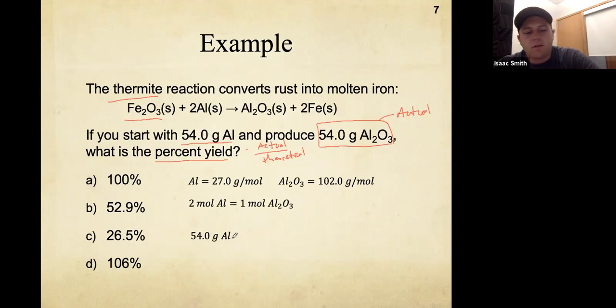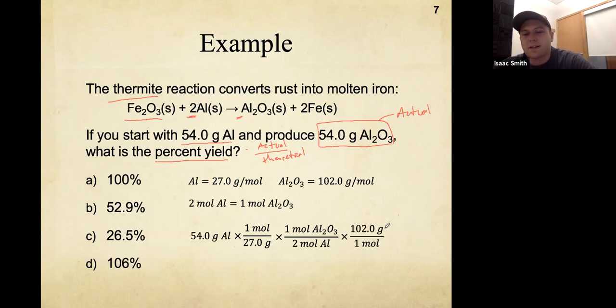Okay, so we start with 54 grams of aluminum. We're going to use the molar mass to convert from grams of aluminum to moles of aluminum. Convert from moles of aluminum to moles of aluminum oxide, and that's just using the coefficients, right? So 2 moles of aluminum equals 1 mole of aluminum oxide, which we have here. Convert from moles of aluminum oxide back to grams of aluminum oxide, and it's telling us that theoretically we should get 102 grams of aluminum oxide. So this is our theoretical, let's say theoretical yield.